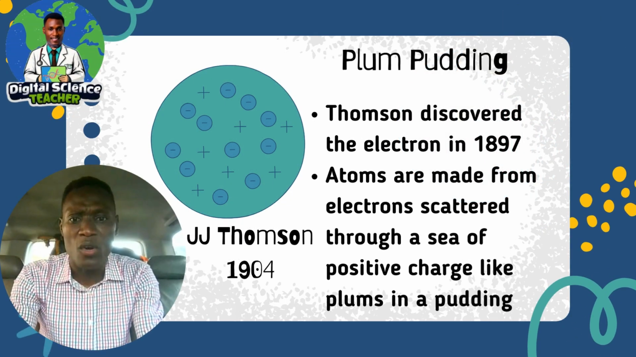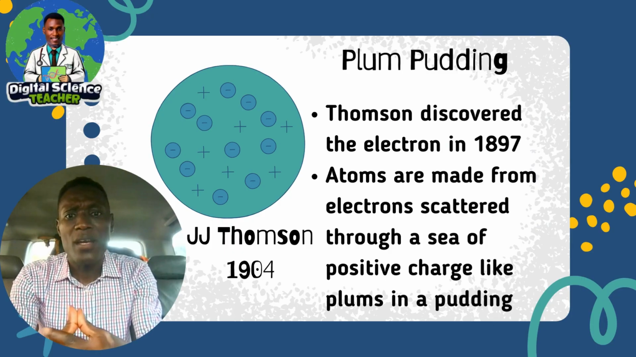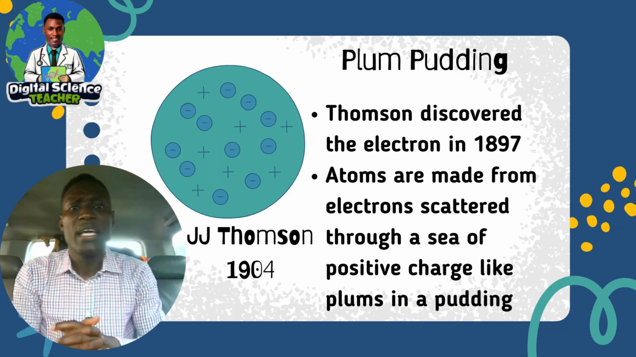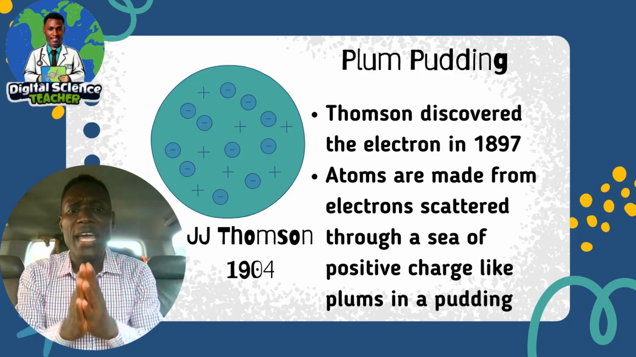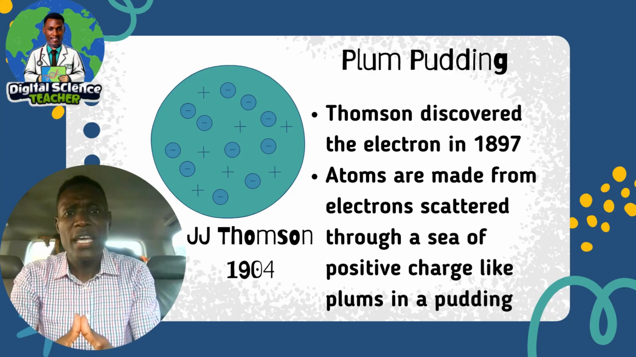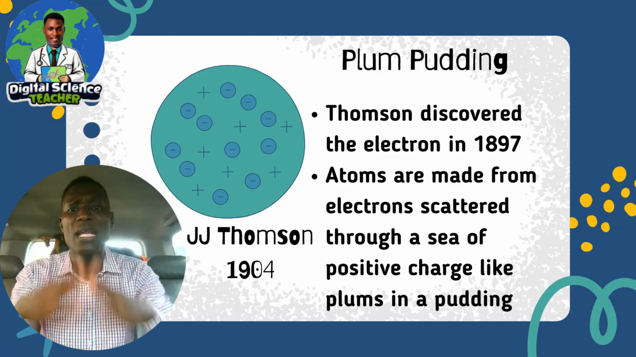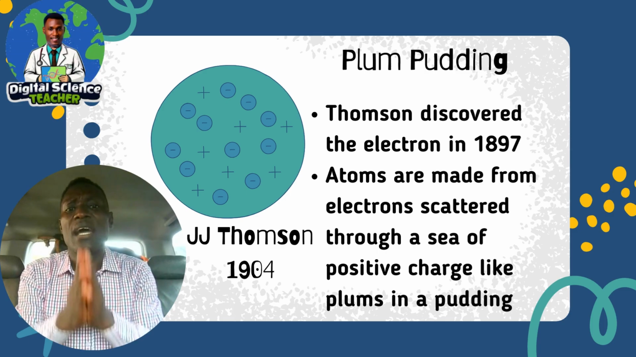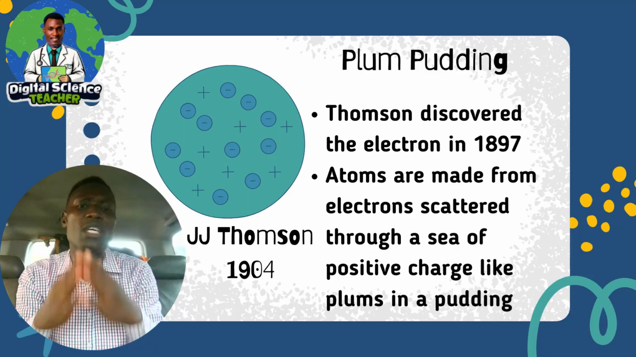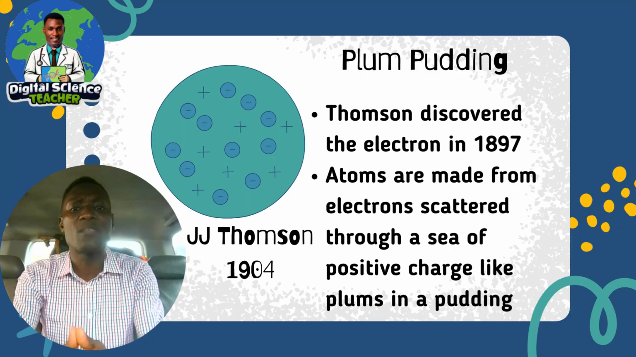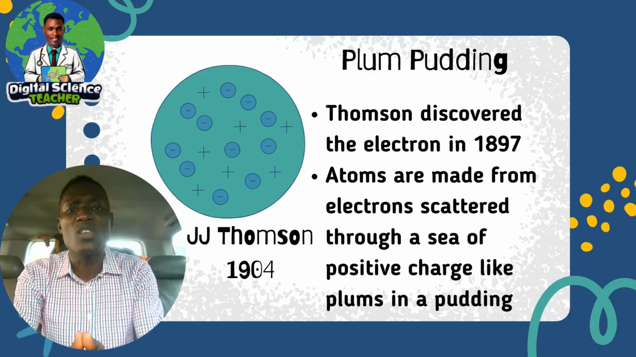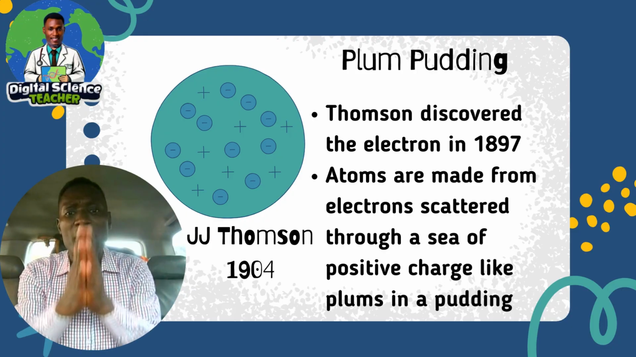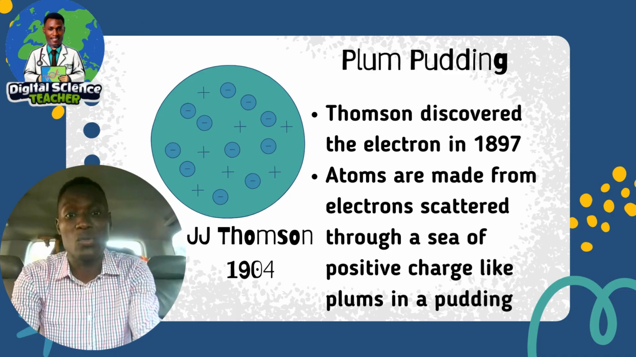So the idea of the atom was later redefined by the work of Sir J.J. Thomson in 1904. Sir J.J. Thomson discovered electrons in 1897. He explained that atoms are made from electrons which are scattered through a sea of positively charged particles. Though he didn't give a name to these positively charged particles, he did explain that atoms consist of electrons and they are scattered within a sea of positively charged particles.